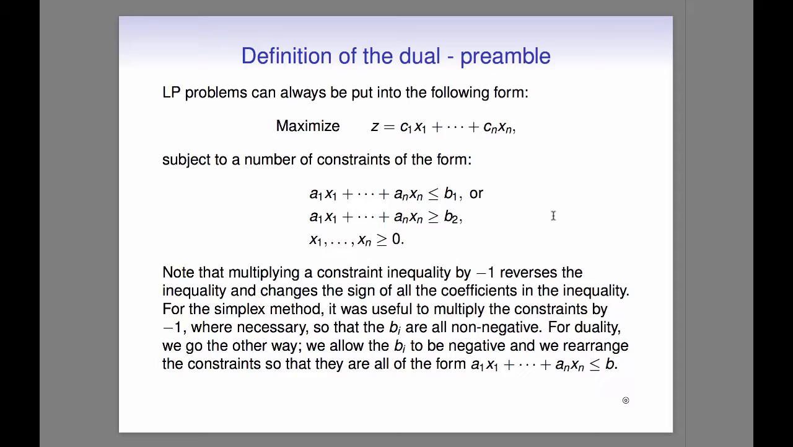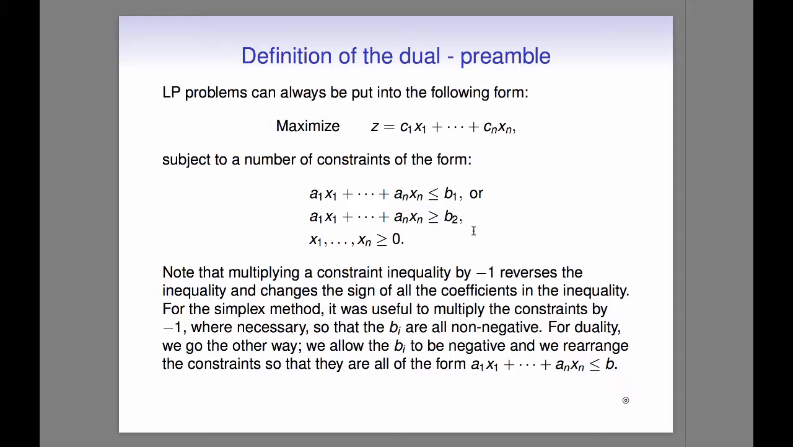Let's start off by writing down a problem in a particular form. Suppose we've got a linear programming problem where we're maximizing a linear condition subject to some linear constraints. Now, previously we always arranged things so that the right-hand side was non-negative, and we could do that by multiplying through by -1 if necessary. But now we're going to rearrange things so that the inequalities are all less than or equal to inequalities, and we're not going to worry about whether the right-hand side is positive or not.